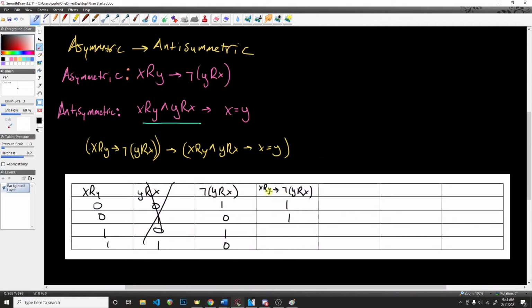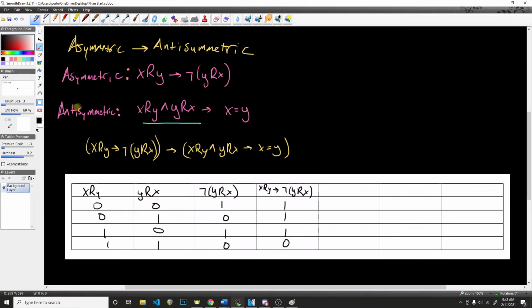Then we have that XRY implies not YRX. That's going to be a 1 and a 1. That is also true. And then here we have XRY is a 1, not YRX is a 0. That is where this is false.